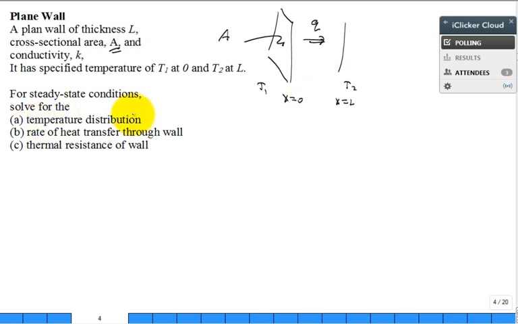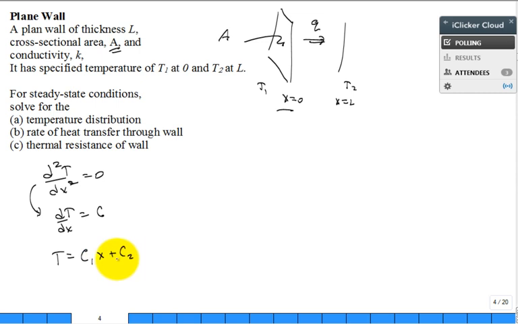So what is that temperature distribution? The second derivative equals 0. What do I do to solve it with these boundary conditions? I separate and integrate. So separate, and you'll get dT/dx is equal to a constant. Then separate and integrate again. You'll get T is equal to C1 x plus C2.